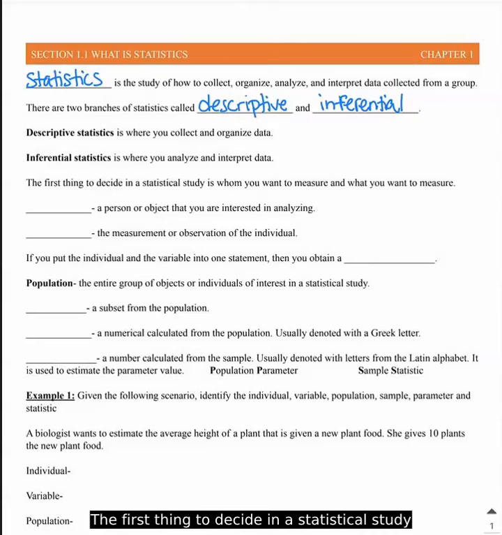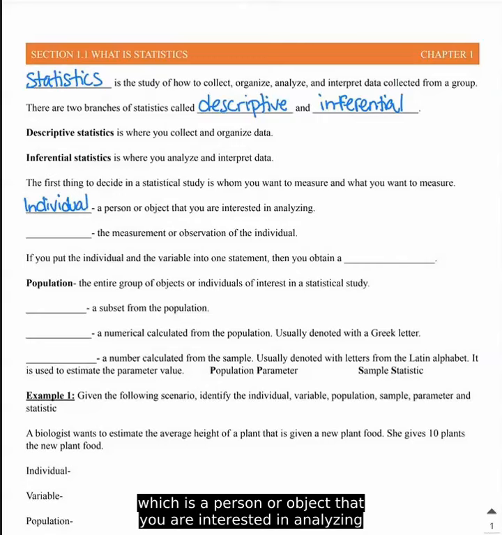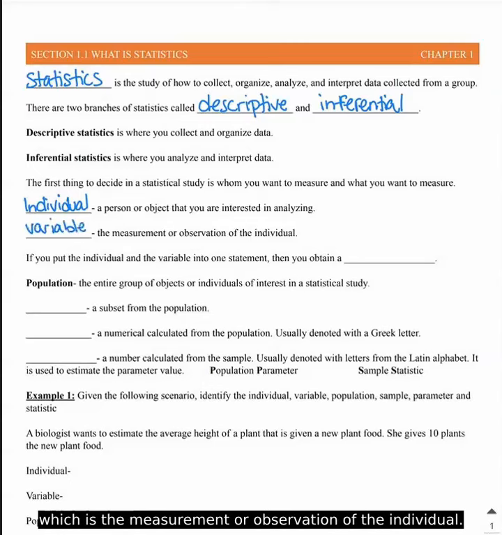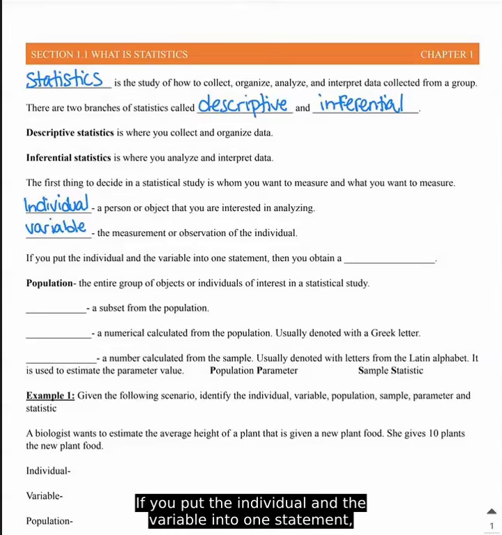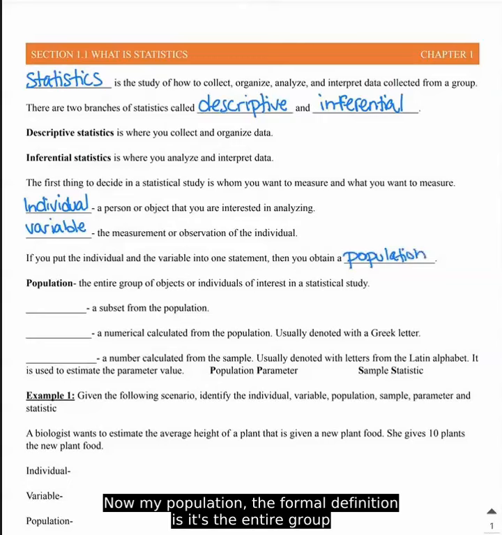So the first thing to decide in a statistical study is whom you want to measure and what you want to measure. So we can look at an individual, which is a person or object that you are interested in analyzing, and the other thing is the variable, which is the measurement or observation of the individual. If you put the individual and the variable into one statement, then you obtain a population.